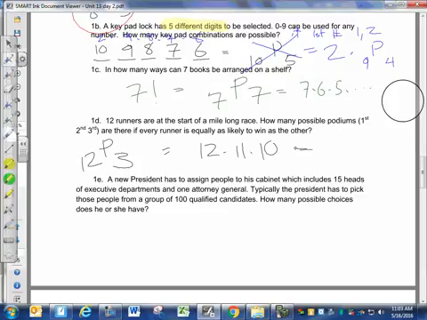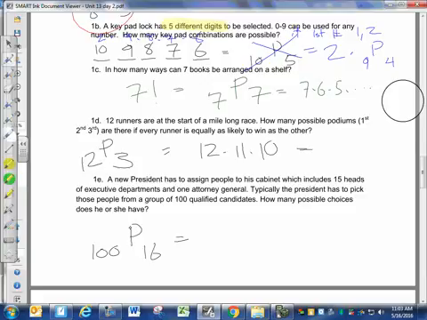So I see 2 different answers. What is your answer here? I see 100P15. I see 100P16. Which one should we have? 16. Why? Because there's 15 heads of executive departments and 1 attorney general, a total of 16 selections from the 100 qualified candidates. This is 100 times 99 times 98 times 97.